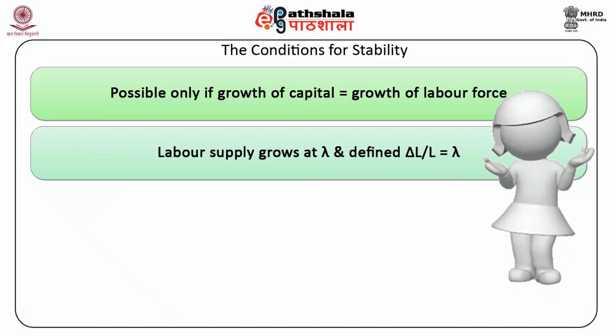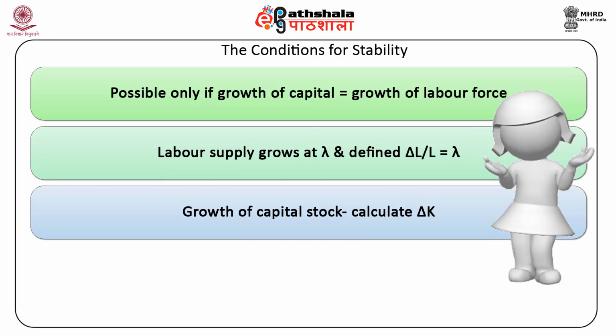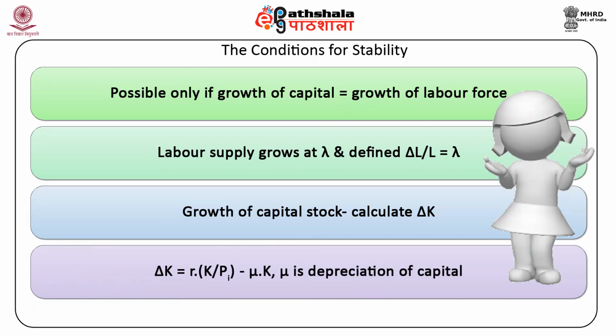The labor supply grows geometrically at rate lambda and is defined as delta L upon L is equal to lambda. In order to find the growth of capital stock, we must calculate delta K, which is given as under. Delta K is equal to R into K divided by Pi minus mu into K, where mu is the depreciation of capital.